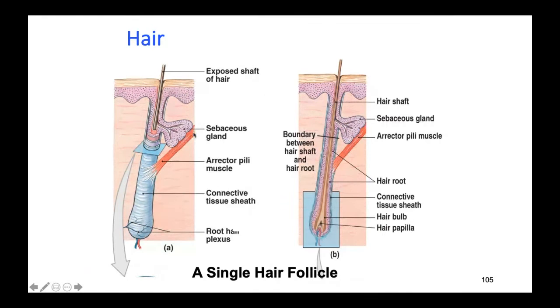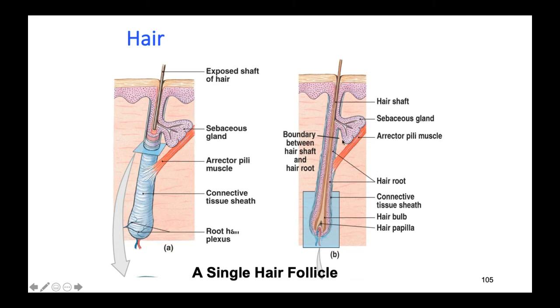We have the Erector Pili muscle. When this muscle contracts, it makes the hair stand on end, and that's what gives you the goosebump appearance. The hair root plexus is down at the bottom. Way down here at the bottom is the hair papilla. We have the hair bulb. We have the hair root.